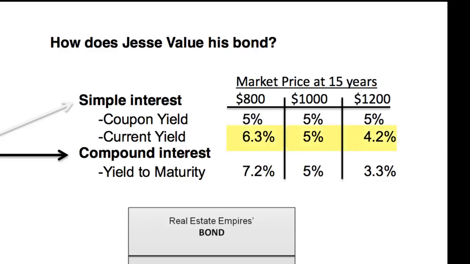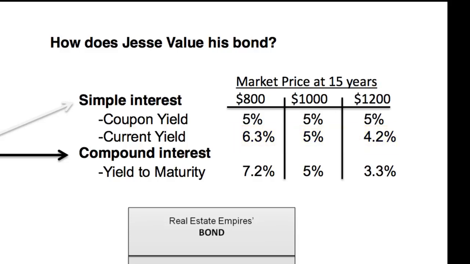So let's look at the current yield. To figure out the current yield, we're taking the coupon payments for 1 year and dividing it by the price that you're paying. And as you can see, the first one for $800 was 6.3%. For the $1,000, it was 5%. And for $1,200, it was 4.2%.